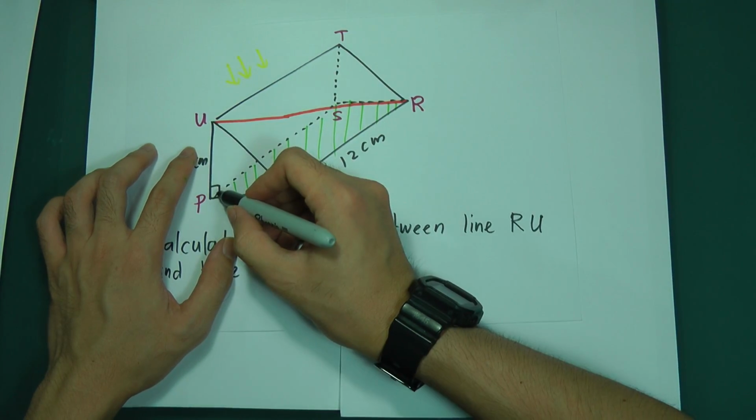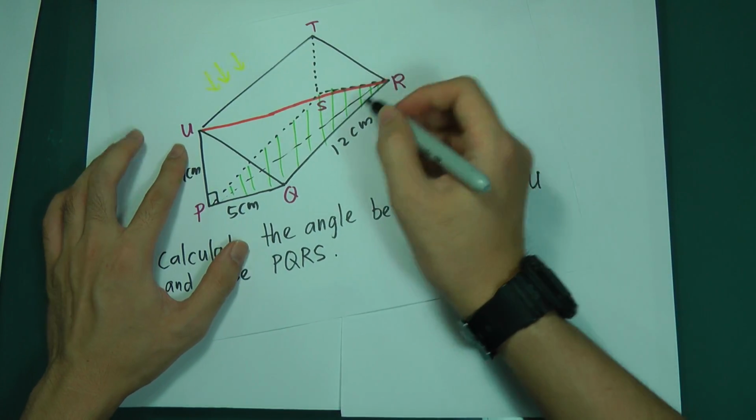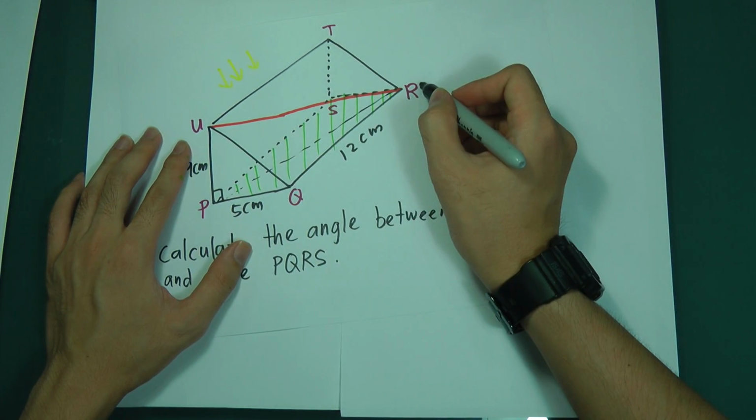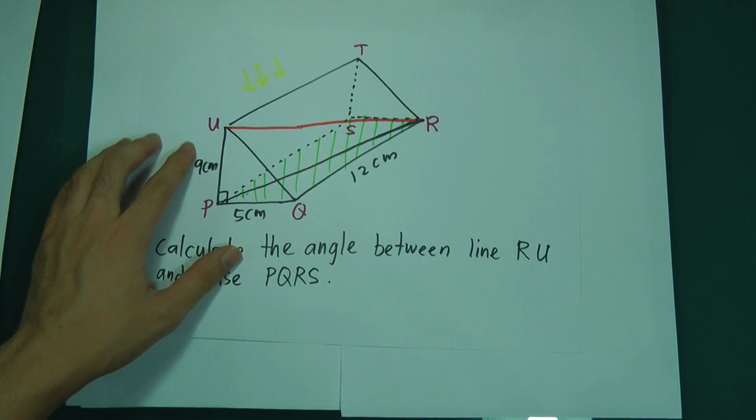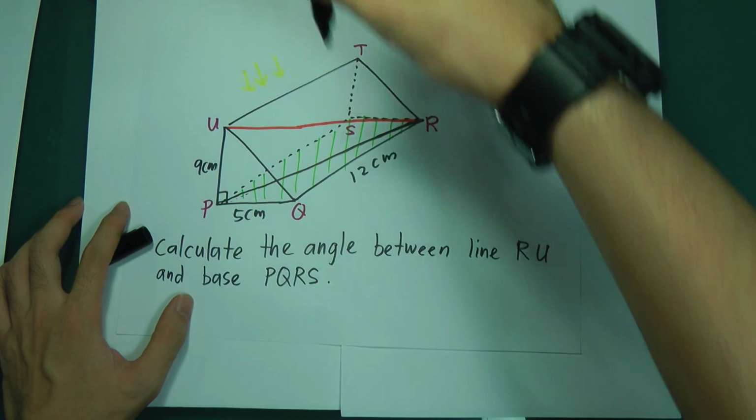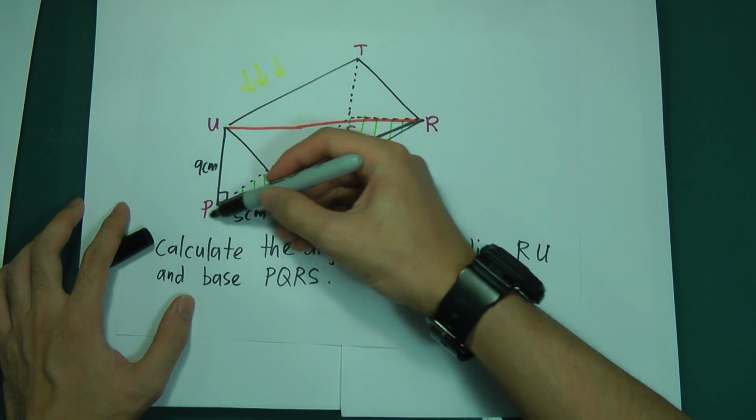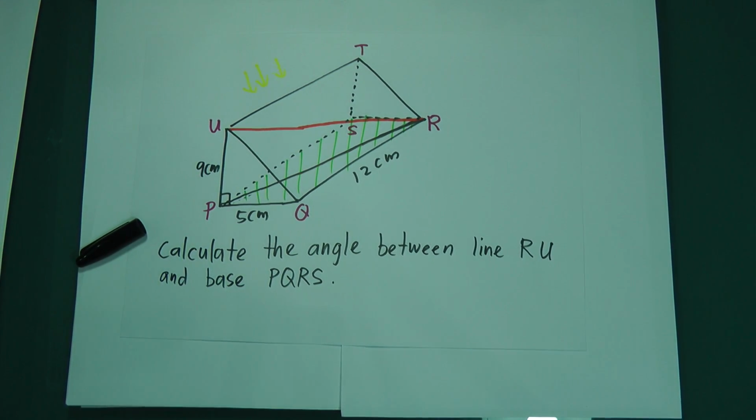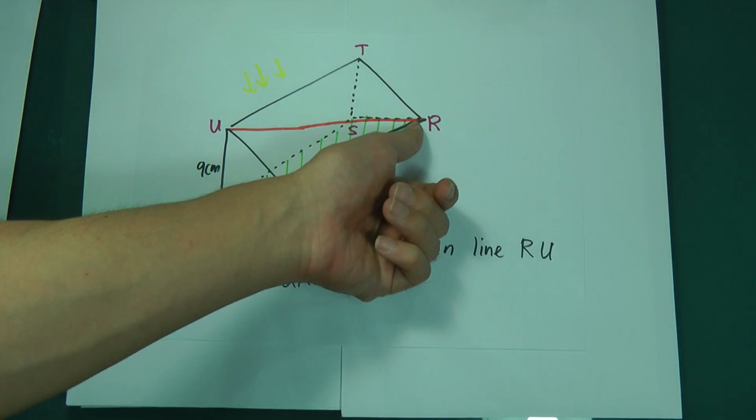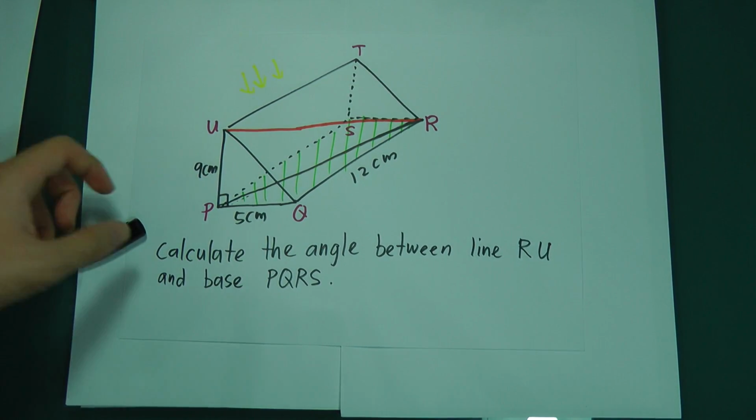From the top, you will see the shadow is somewhere here. Do you see? The shadow is from P to R. This means your light is from the top. For this line RU, you will see a shadow from P to R. This shadow is also called the orthogonal projection. The light projects from the top, and then you have the orthogonal projection on the bottom. I use shadow because it is much easier for students to understand.